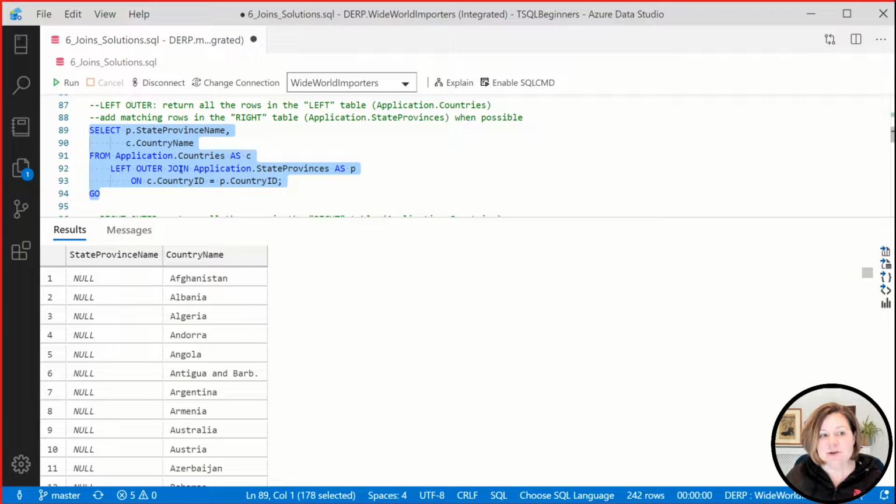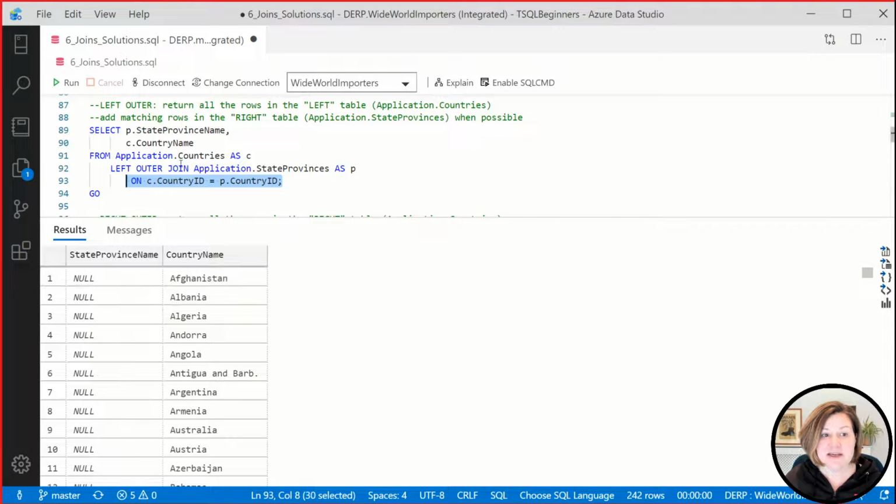When we use a left outer join, what this is saying is that we want all of the rows in the left table. That is the table that we listed first. So it becomes left simply by being listed first. It is now on the left. So we want all of the rows in countries because we listed that one first. And then we only want rows from application.stateprovinces, which I've aliased as P. I aliased application.countries as C. I only want rows from this one if they matched, based on the country ID.